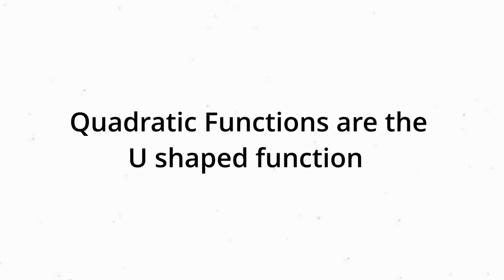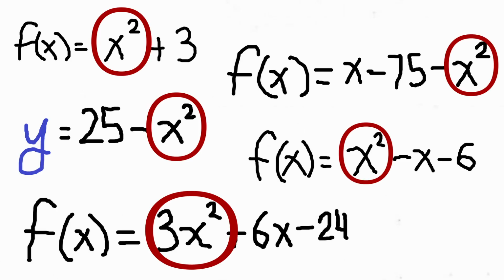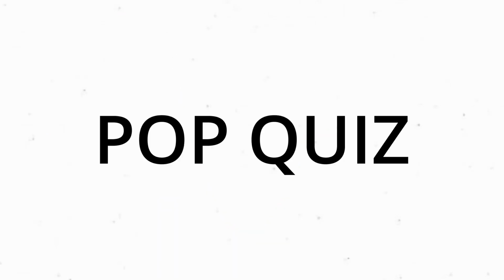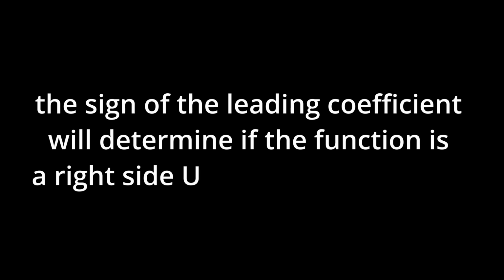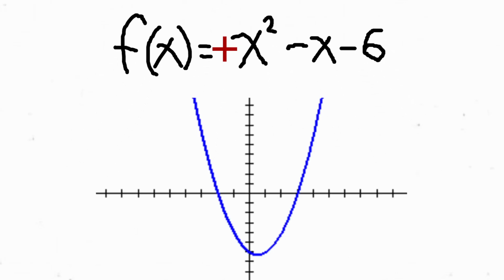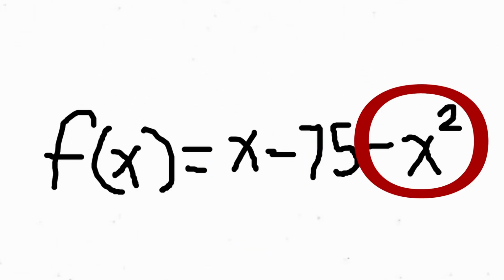Quadratic functions are the u-shaped functions. Quadratic with a u. Anyway, quadratic functions always have a degree of 2, which is really what gives the quadratic function its u-shape. The sign of the leading coefficient. Pop quiz, what's a leading coefficient? The sign of the leading coefficient will determine if the function is a right side up u or an upside down u. The direction of the u follows the sign of the leading coefficient. If the leading coefficient is positive, the shape of the graph will be right side up. If the leading coefficient is negative, the shape of the graph will be upside down. Very straightforward. I love quadratic functions because they're so straightforward, wonderful, amazing, fantastic.